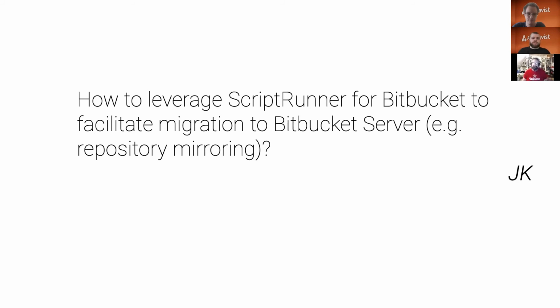So I interpret this question as them moving from perhaps a cloud Git provider of some fashion, maybe Bitbucket Cloud, maybe GitHub or GitLab, and then migrating to Bitbucket server. Or maybe they're migrating from another Bitbucket server instance. There's lots of ways you could cut that. And they're asking how you can leverage ScriptRunner for this. And they've mentioned mirroring, and mirroring is a natural choice.